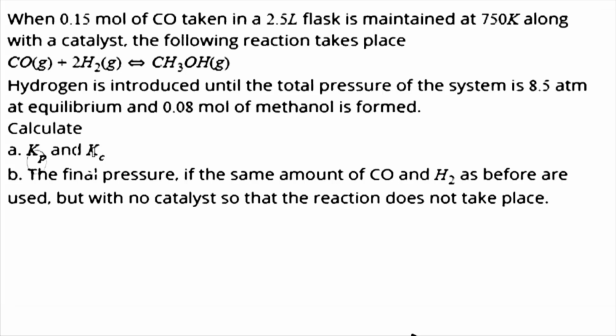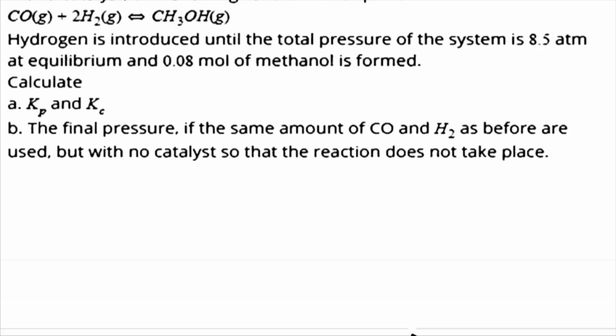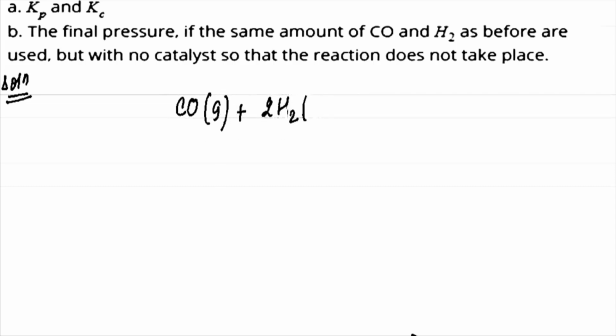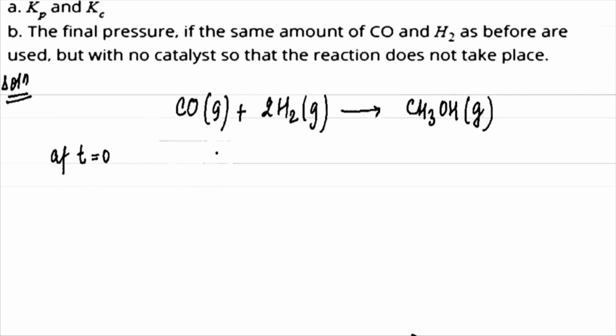Now we have to calculate Kp and Kc for the same. Okay, so let us find out one by one. First of all, we'll try and write out the reaction. The reaction is when carbon monoxide is made to react with 2 moles of H2, we get methanol, right? Now, at T equals 0, the number of moles of carbon monoxide is given, that is 0.15, right? And let us assume that X moles of H2 was needed, and nothing of methanol is formed.